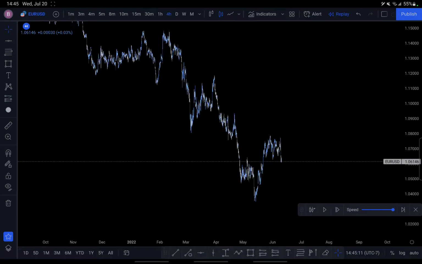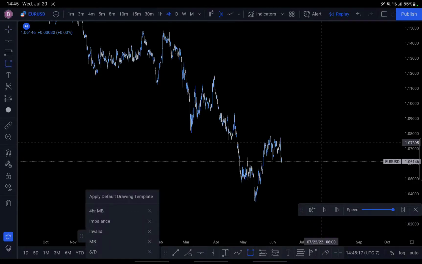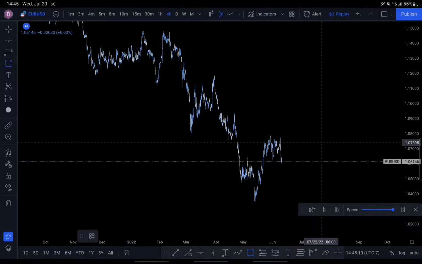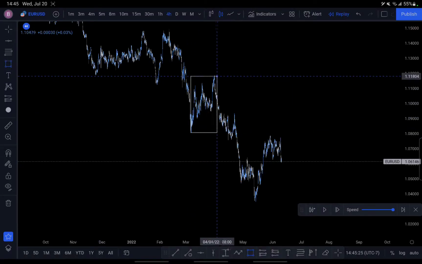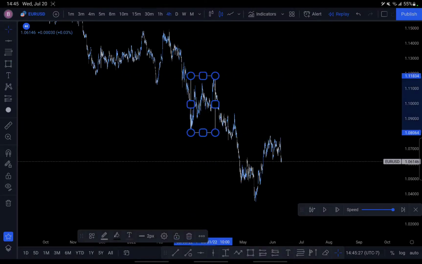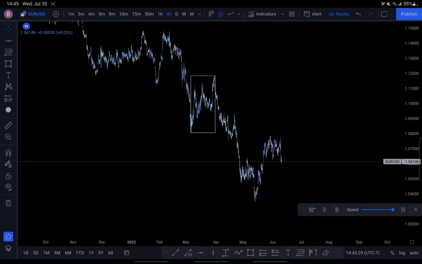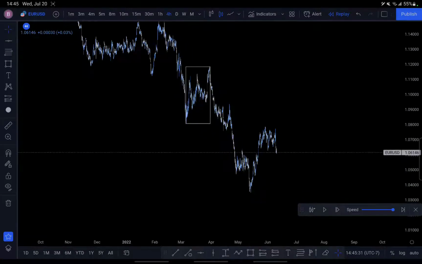Okay, I'm gonna mark up some zones here, just my MentFX blocks. Shout out to MentFX, the guy I've been learning from. So let's do it. So we have this last up move here, right, going to the downside. So in the 4-hour we are bearish.